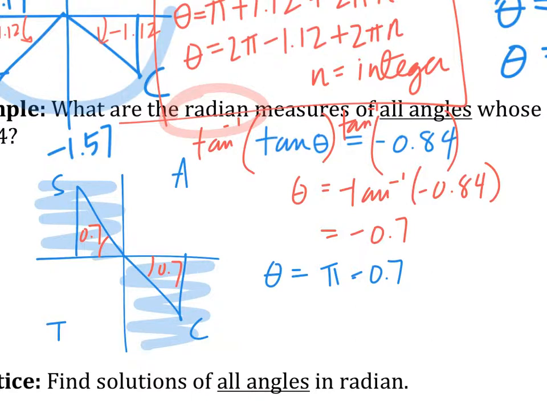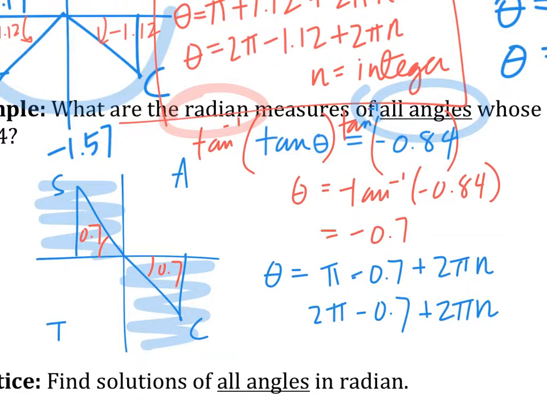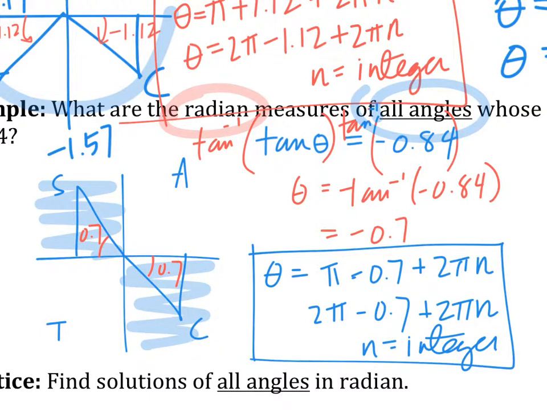Okay, how about the second one, the one in the fourth quadrant? 2 pi minus 0.7. Okay, double check, what do they want? All angles. For all angles, we have to add 2 pi n, because we can't go around the circle an indefinite number of times, we have to specify. N is an integer. Okay, this whole thing is your answer. So there is a lot of detail you have to pay attention to, especially the words all angles.